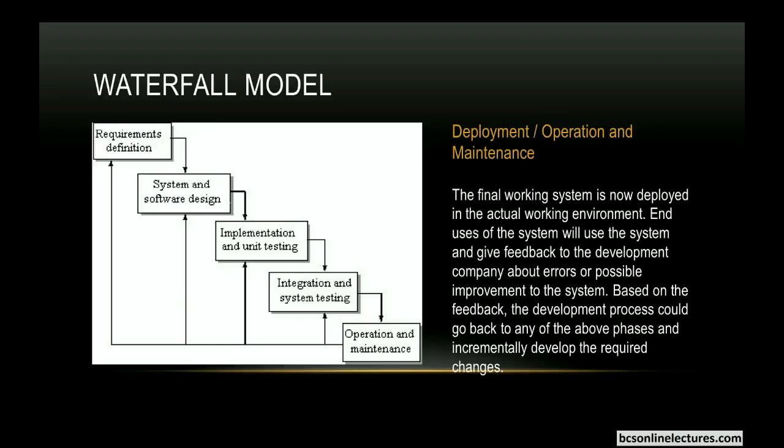Based on the feedback, the development process could go back to any of the above phases and incrementally develop the required changes, right? Now our new system is running in the factory, right? Time to time they could say, okay, now we need this kind of little small change or improvement, right? That improvement can go to the implementation and unit testing part, or it can go to the system design phase, or it can even go to the first stage, then come back like a waterfall, from above to bottom, then that change could come and go to the final operation and maintenance part.